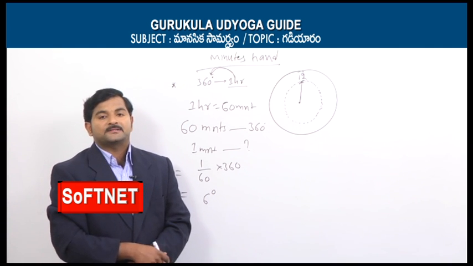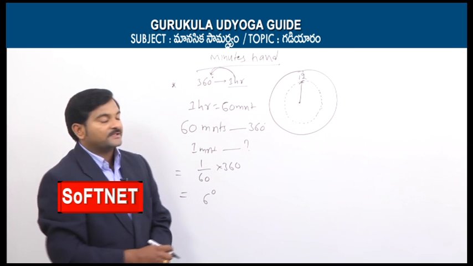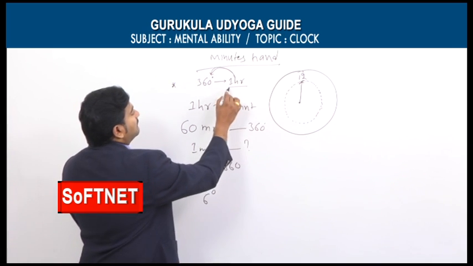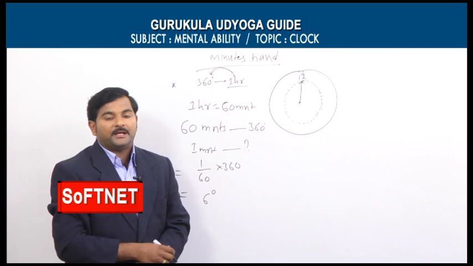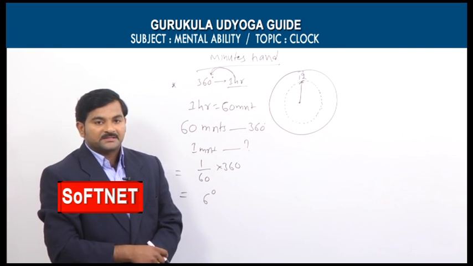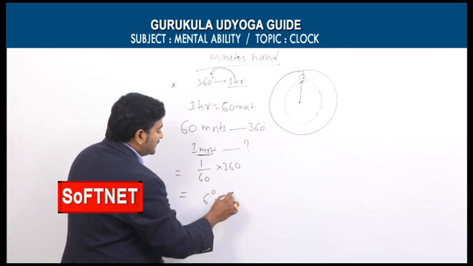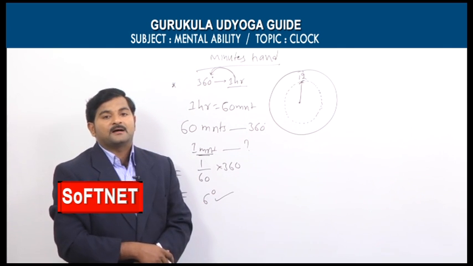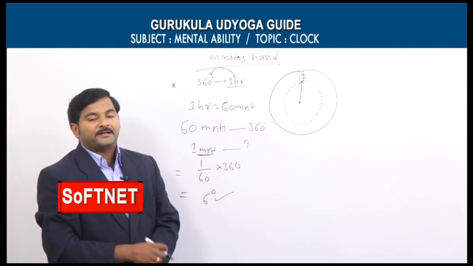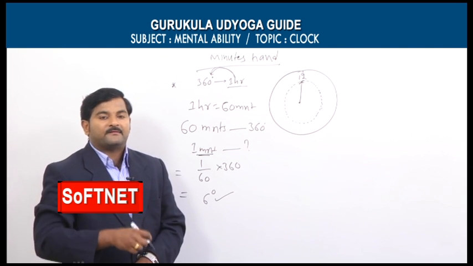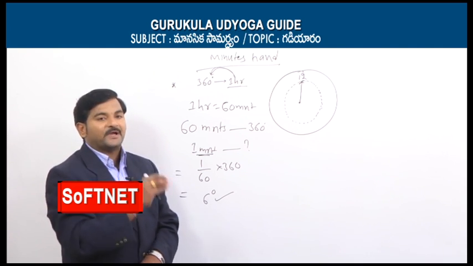So there are 2 points related to the minute's hand. The first point is that in the span of 1 hour, the minute's hand can make 360 degrees. Similarly, in the span of 1 minute, the minute's hand can make 6 degrees. So these are the 5 important points related to the minute's hand and hour's hand. I need you to focus on these 5 points once again.